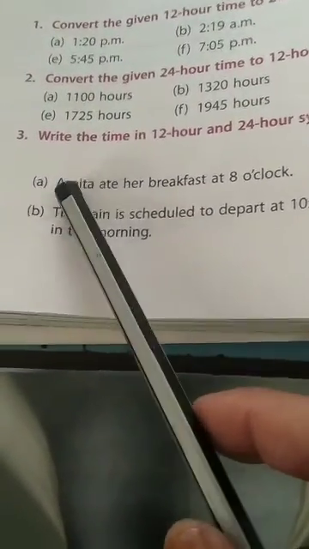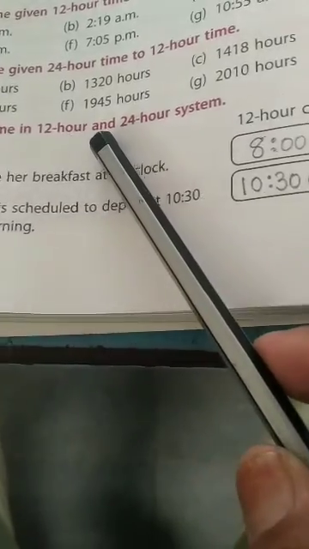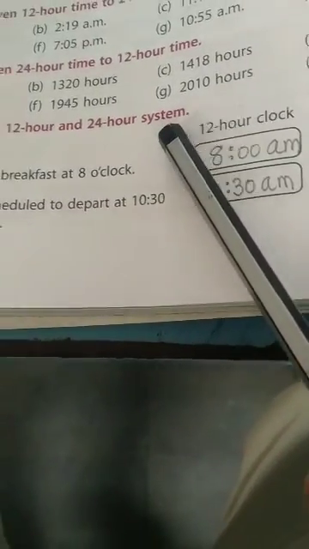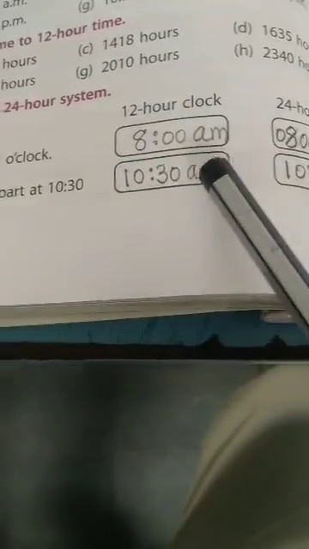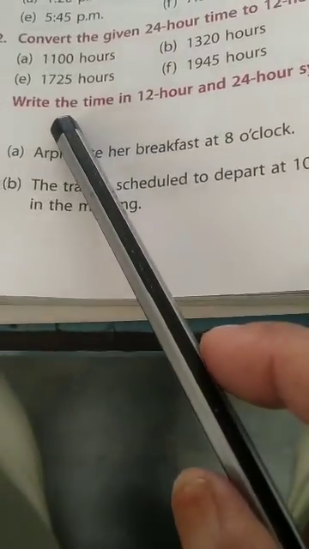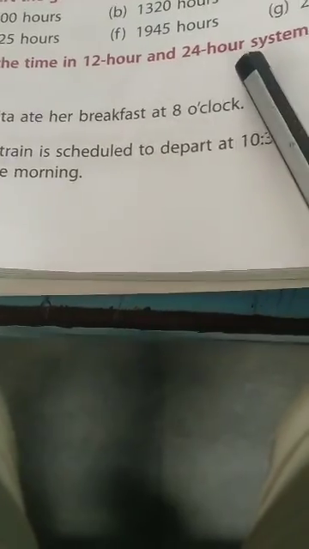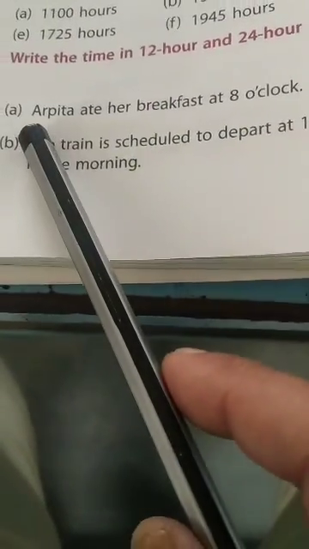Your third main question here. Write the time in 12 hour and 24 hour system. See, in both systems you should write here. It is like fill in the blanks. Write the time in 12 hour and 24 hour system. A question.